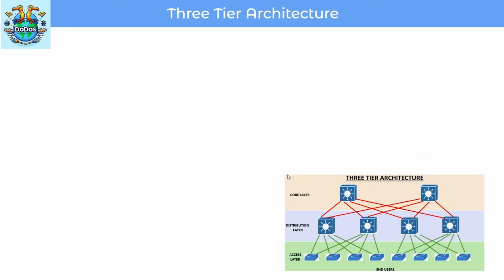So let's begin with the three-tier architecture. Just looking at the image first, you get the core layer, then the distribution layer, then the access layer, and underneath it, end users. The access layer is where the end users access all the switches that are at the end. And these are the distribution layer, which chooses which place traffic is going to go to. But let's get into it.